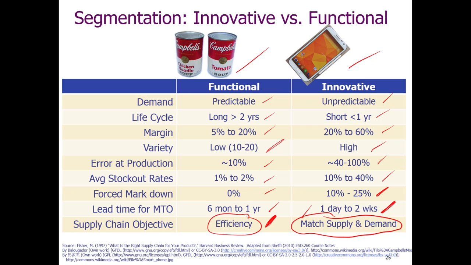If they're functional, you might want to focus on being more efficient and cost effective. Over here on the innovative, cost, sure, it's always something you want to consider, but the big thing is to make sure you don't miss any demand because there's a big penalty if you miss that. So this is a classic paper, and it's a nice way to think about supply chains as having two very different objectives: cost efficient or matching supply and demand.